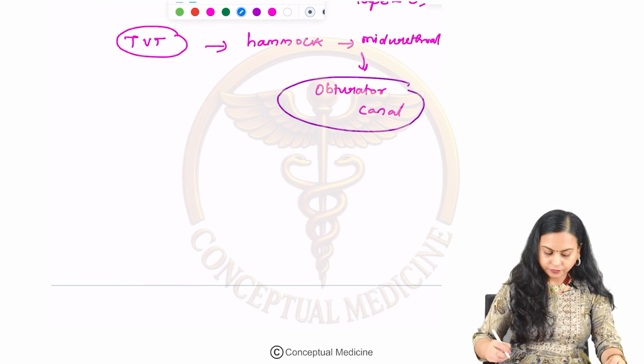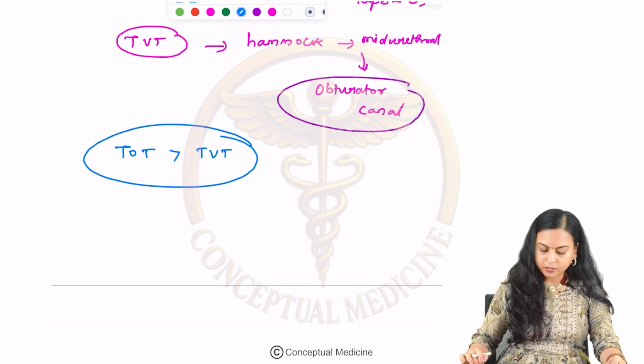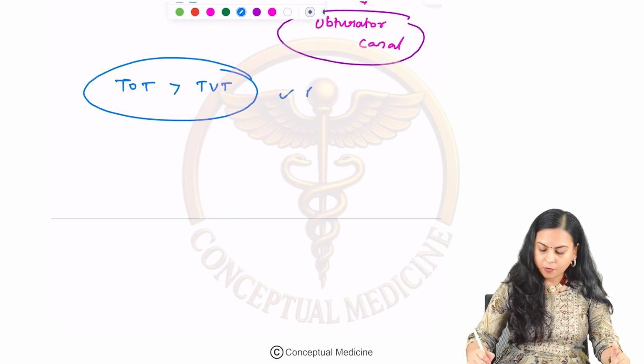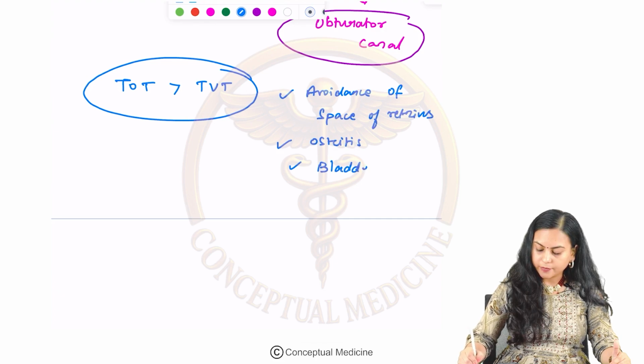And then you have to know the transobturator tape method is considered superior to the transvaginal tape method because there is avoidance of the space of Retzius, and there is avoidance of osteitis as well as bladder injury. So these are the advantages.